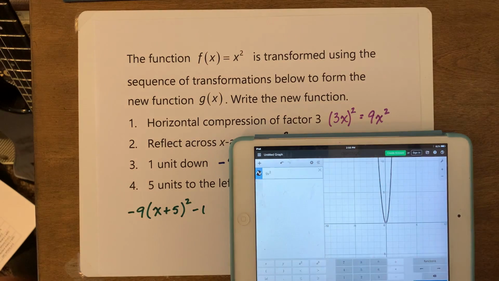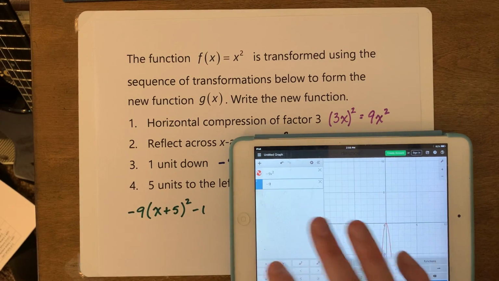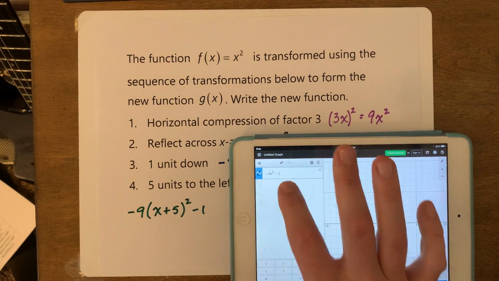Okay, so we'll get rid of that. Okay, reflection about the x-axis. So negative 9x squared, and it did reflect. There it is right there. So get rid of that one. Okay, 1 unit down, negative 9x squared, and then minus 1. Okay, it moves it 1 unit down. So we're good there. And then we want 5 units to the left.